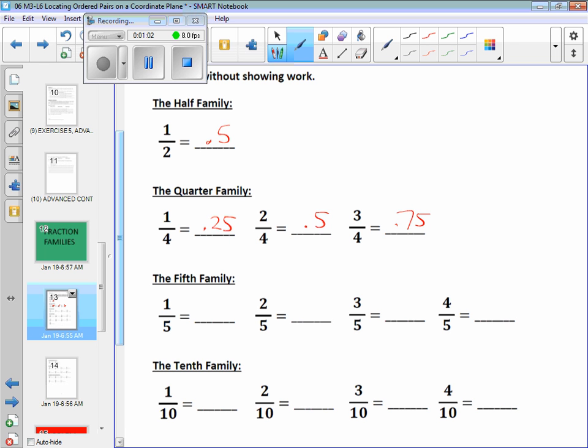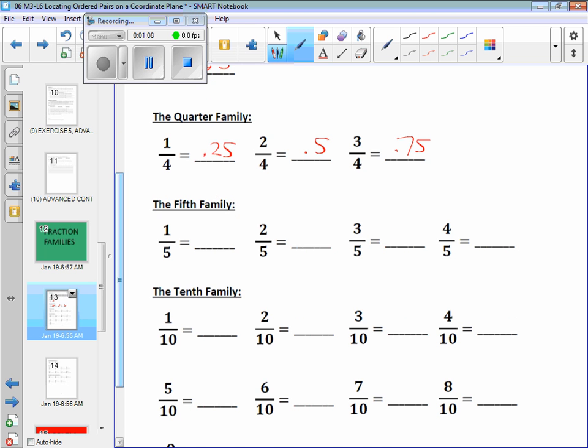All right, now you also need to know the fifths. And that one's a little bit more tricky if you don't know it. 1/5? 0.20. Great. Or just 0.2. If you want to put just 0.2, that's fine too.